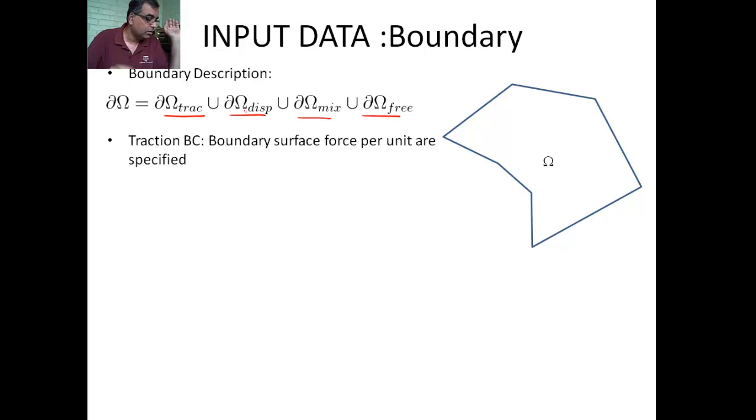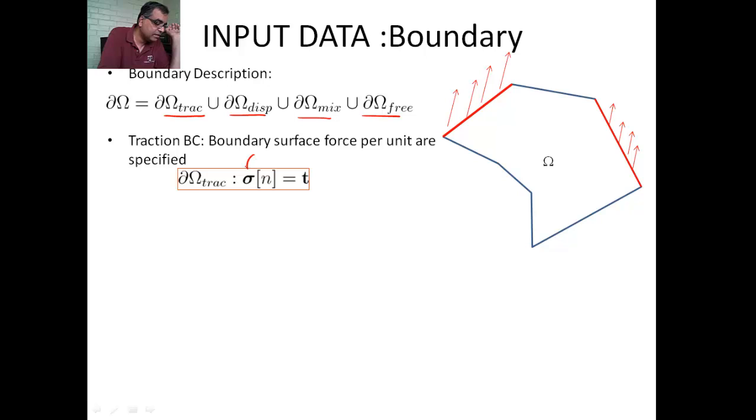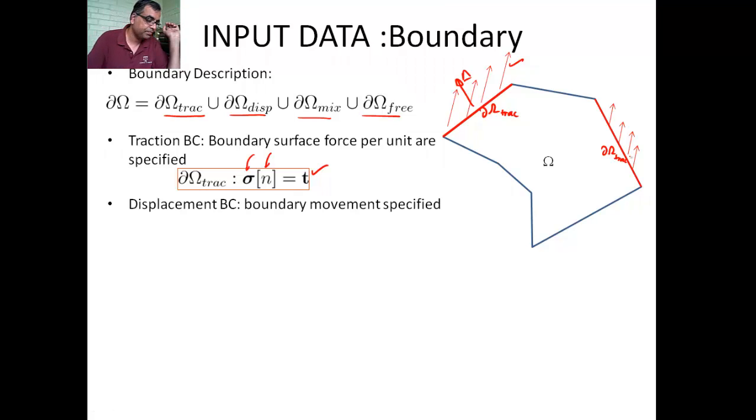Okay. So first up is the traction boundary condition, and the condition says the stress times the outward normal, so the normal is like that, must be equal to the traction, which is known. This is partial omega traction, and this is partial omega traction. It doesn't have to be contiguous. It's just that on some portion of the boundary, traction is specified.